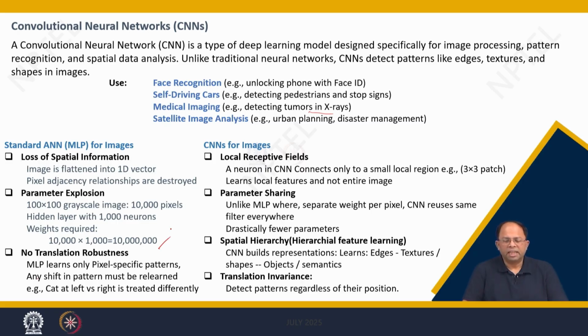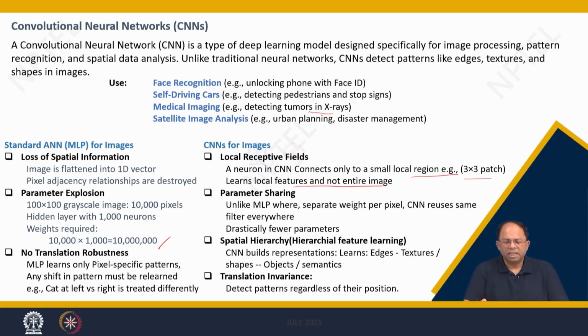Whereas when we are using CNNs for images, a lot of modifications are considered. For example, the concept of local receptive fields comes in. A neuron in CNN connects only to a small local region, that is a 3 by 3 patch or a 5 by 5 pixel patch, and this allows us to investigate what is there in that particular patch, and whether a feature is hidden within it: is there an edge, is there a curve, something like that. So we can learn local features and not the entire image together. This is important.